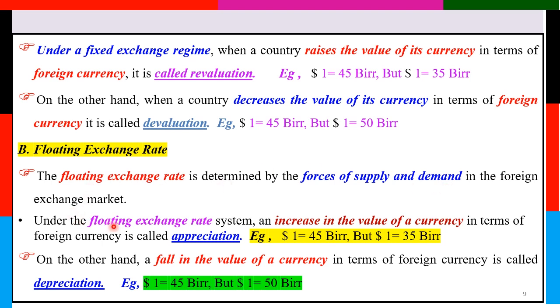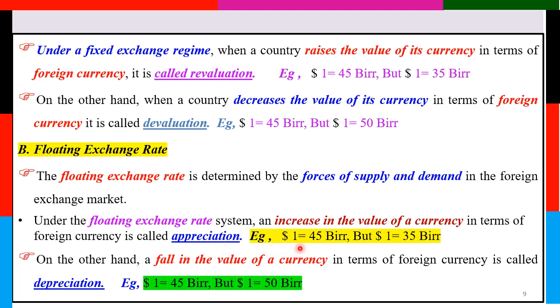Under the floating exchange rate system, increasing the value of the currency in terms of foreign currency is called appreciation. Under the fixed system, when we increase the value of a country's currency, it is called what? Revaluation. But under the floating system, it is known as appreciation.